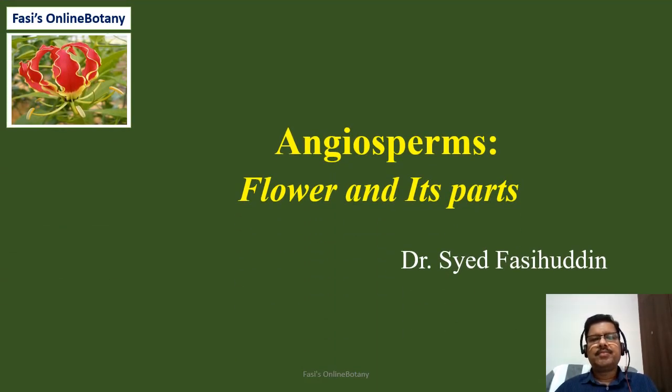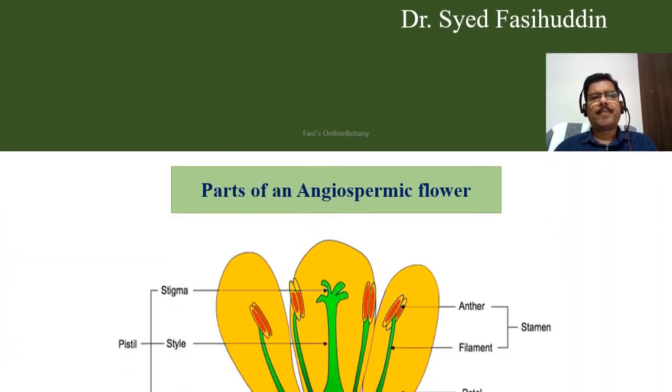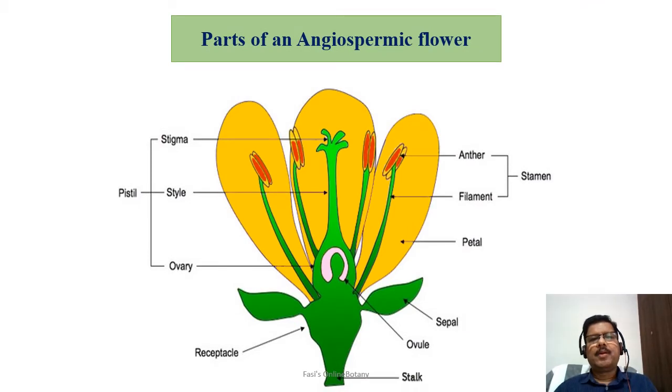In this session, let us try to discuss the angiosperm flower. Parts of an angiospermic flower. So this is the diagrammatic representation of a flower showing various parts.